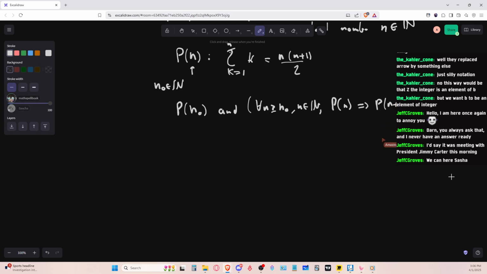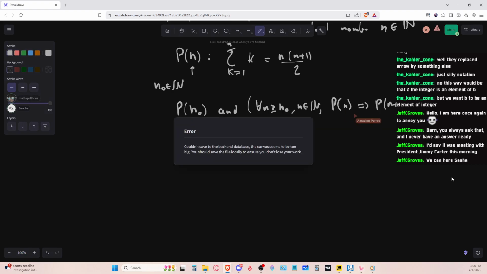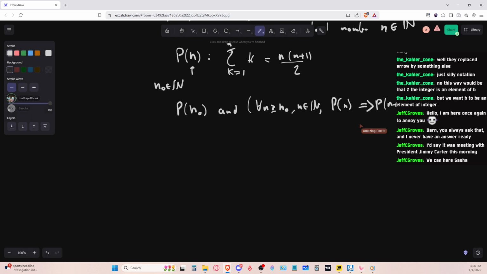So for all n greater or equal to n0, n an element of the natural numbers, P(n) implies, or is that equal to? No, it implies. Okay, because I didn't see the little arrowhead at the end. Oh, there is no arrow? Maybe it didn't render right. No, I just didn't see it pointing. That's me, it's not you. Don't worry.